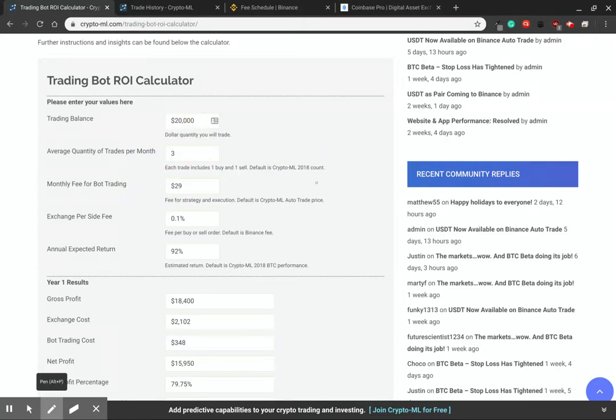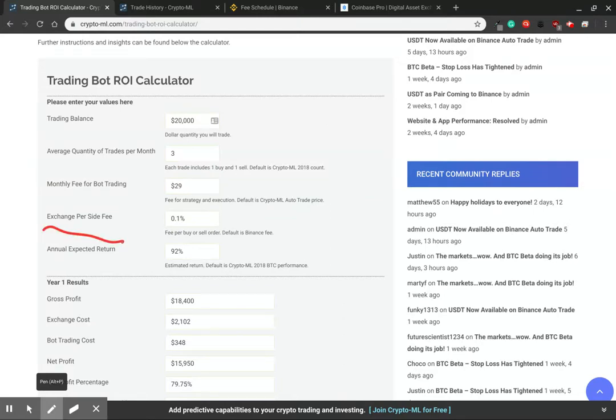Next up, we have the monthly fee section. So this would be if you're paying for a strategy or you're paying for execution, which would be your trading bot. How are your trades automatically being entered on your exchange? That's what this fee is designed for. The placeholder there, the $29 per month, that is the price of CryptoML's auto trade membership. So that's the default, but you can of course change that to whatever you're using. And if you're just entering your own trades, using your own trade strategy, then you can put a zero there as well.